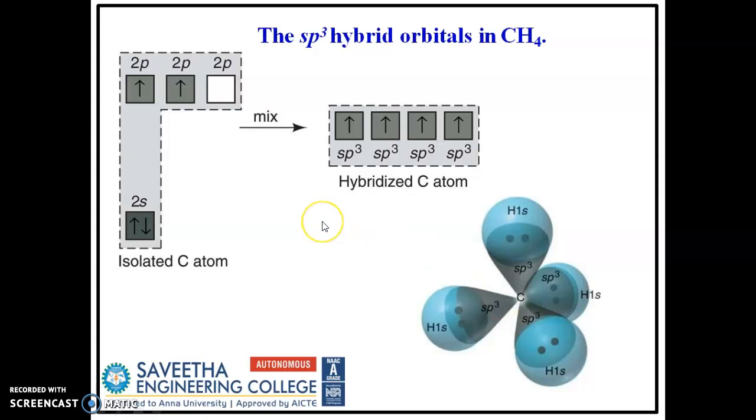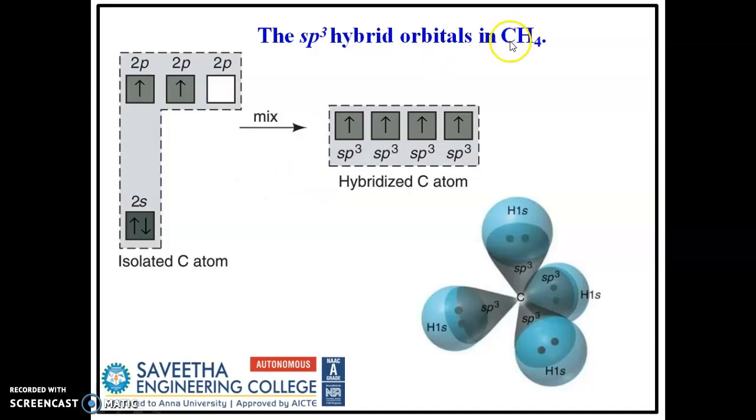The third type of hybridization is sp3 hybridization. Here, one s orbital and three p orbitals mix to form four sp3 hybrid orbitals. The geometry of an sp3 hybridized molecule is tetrahedral with a bond angle of 109 degrees. Here they have taken a simple example, methane.